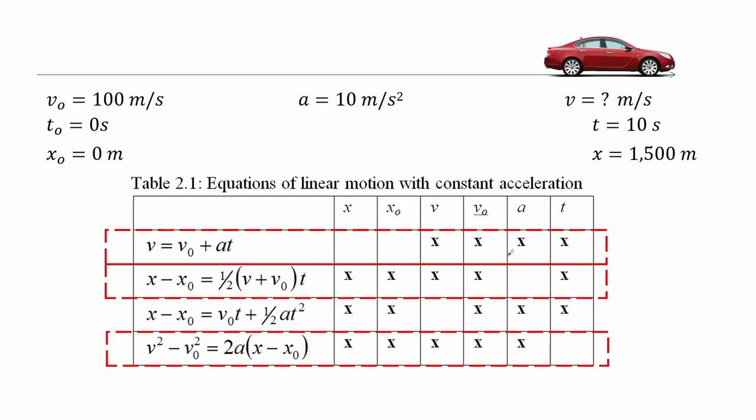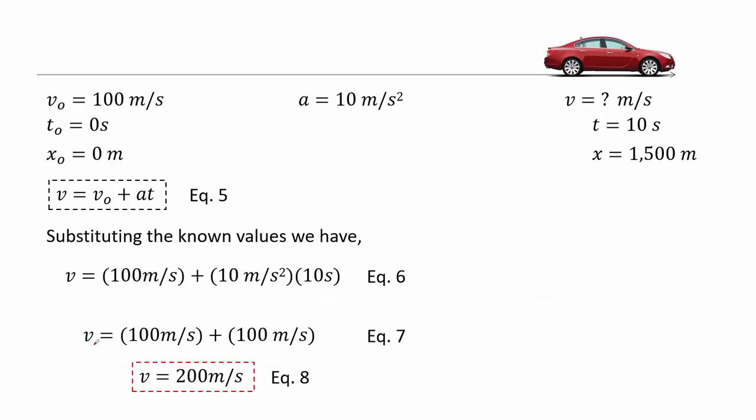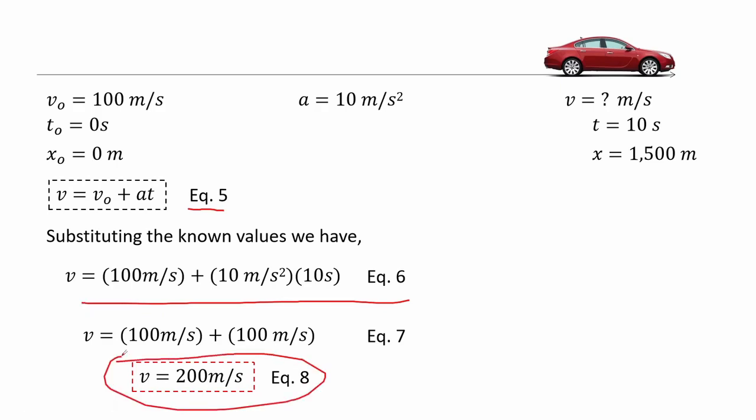We can further explore the problem by identifying the final velocity after 10 seconds. Looking at the table of equations, we see that the first equation, second equation, and fourth equation can determine the value of the final velocity. Using equation 5 to solve for the unknown parameter v and substituting the known values as shown in equation 6, we get that the final velocity is 200 meters per second as shown in equation 8.